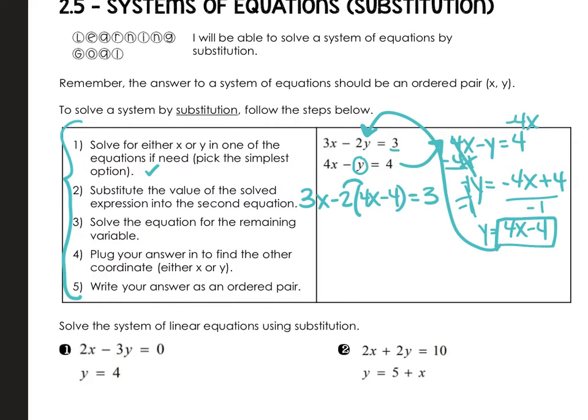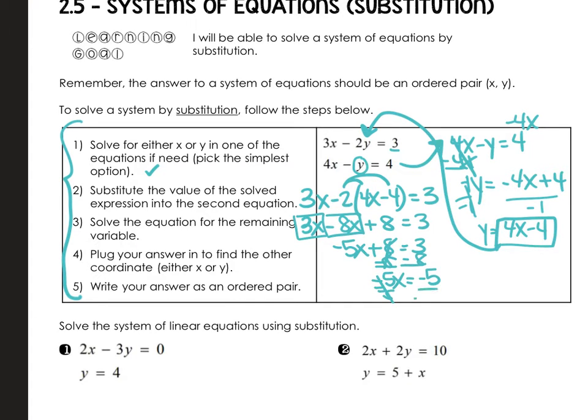First thing I want to do is distribute. So 3x comes down, that's not being distributed. Negative 2 times 4x is negative 8x. Negative 2 times negative 4 is positive 8. Combine 3x and negative 8x. You don't do the opposite when they're on the same side, so that's just negative 5x plus 8 equals 3. Subtract 8 from 3. Negative 5x equals negative 5. Divide by negative 5. x equals 1.